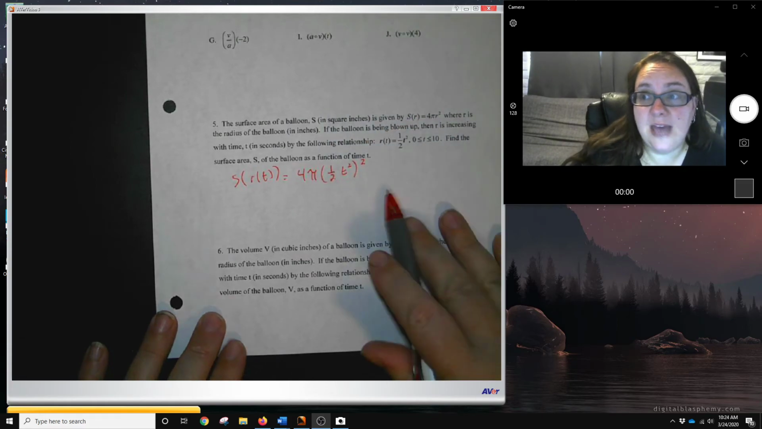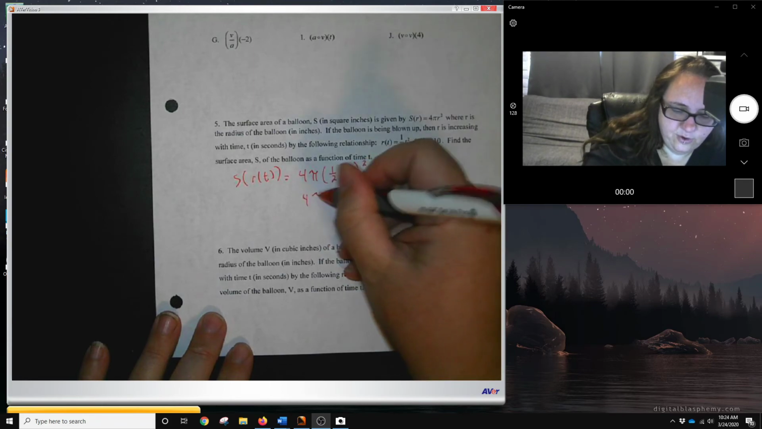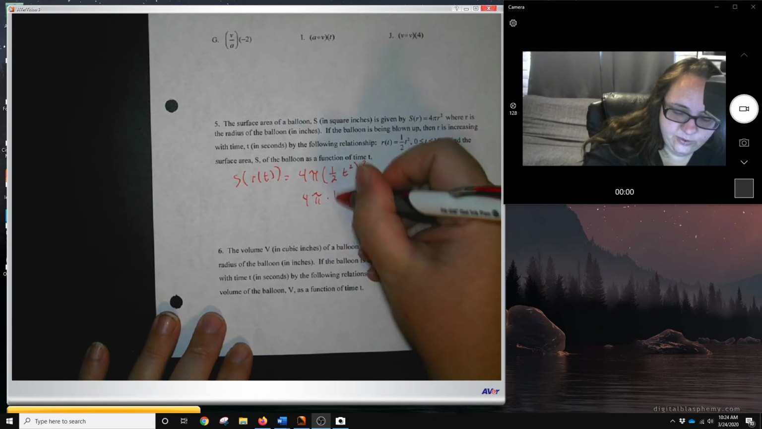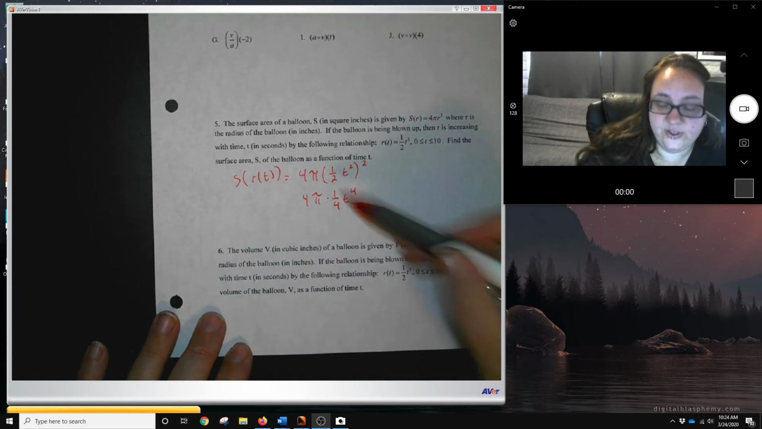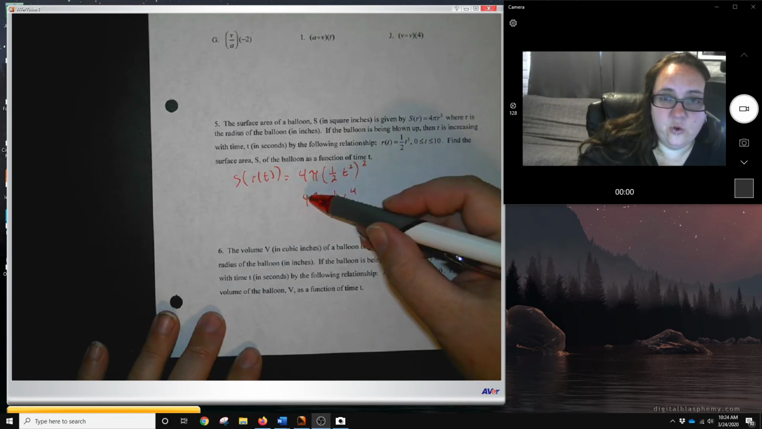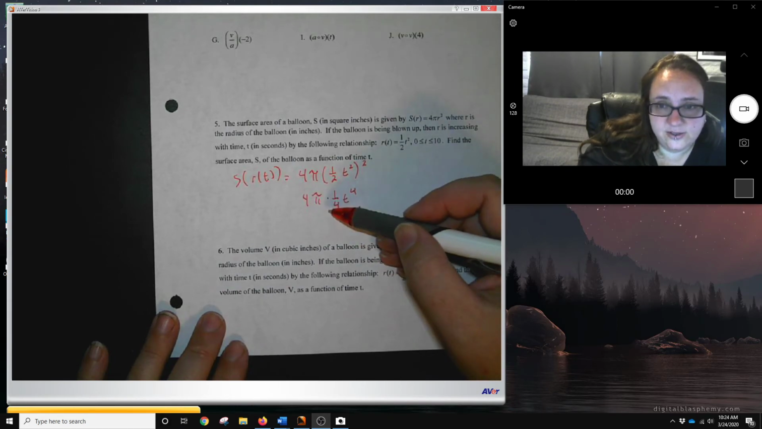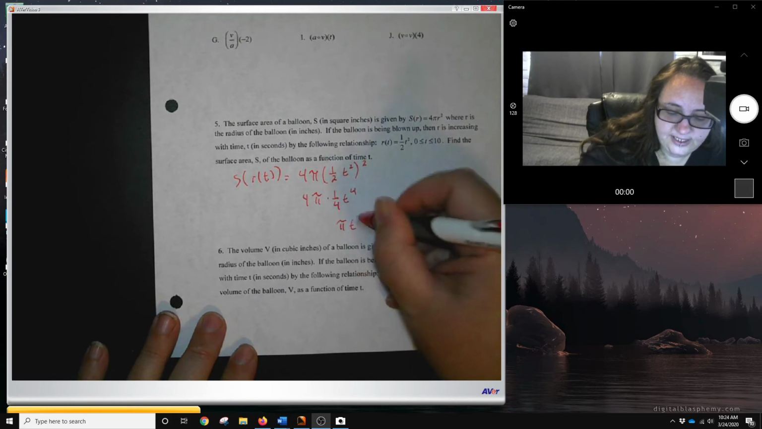Now again, that's going to be where Moore wants you to stop. I don't like it like that though. So 4 pi times 1/4 t to the 4th. 1/2 squared is 1/4. T squared squared is t to the 4th. And then 4 times 1/4 cancels. So we're left with pi times t to the 4th.